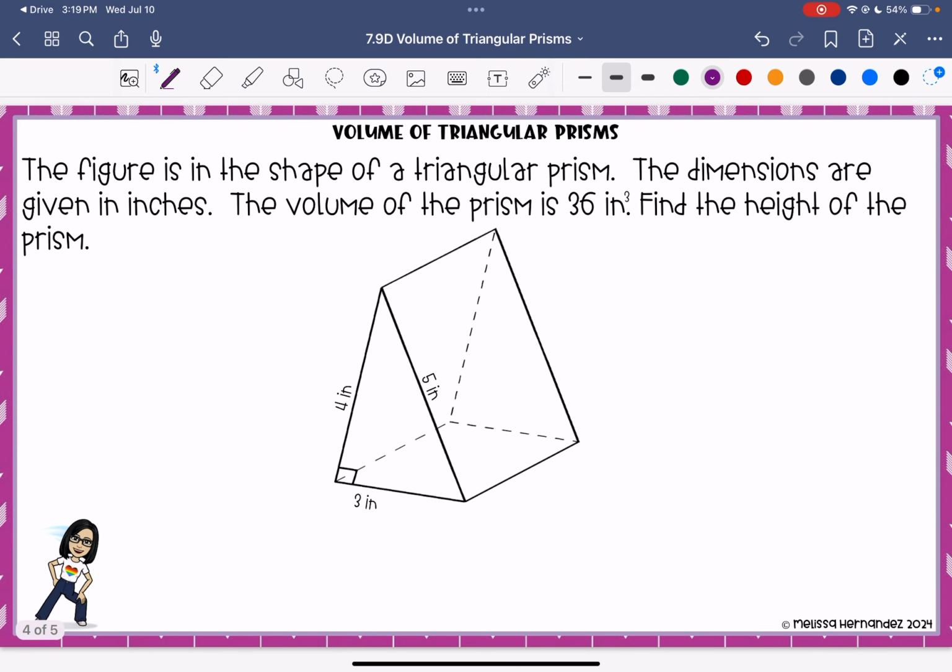All right, for the next one, it says the figure is in the shape of a triangular prism. The dimensions are given in inches. Now, the volume of the prism is 36 cubic inches. Find the height of the prism.